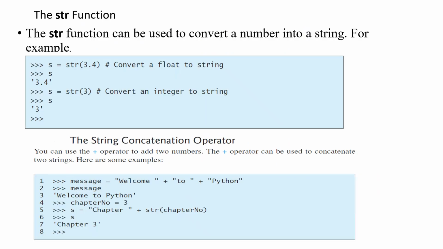str function. The str function can be used to convert a number into a string. For example, s is equal to str of 3.4. So it will convert the number to a string. String concatenation: you can use the plus symbol to concatenate any two or three strings.